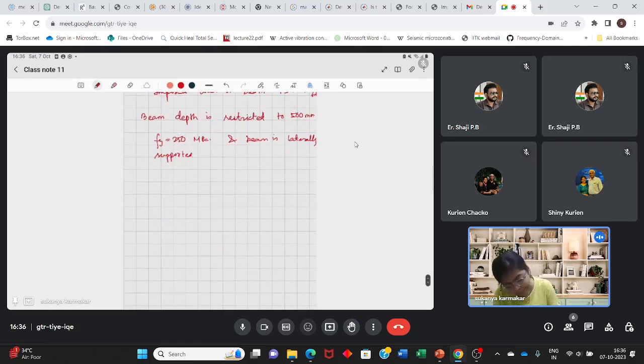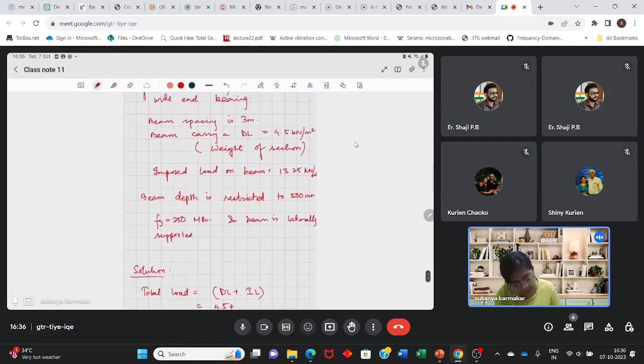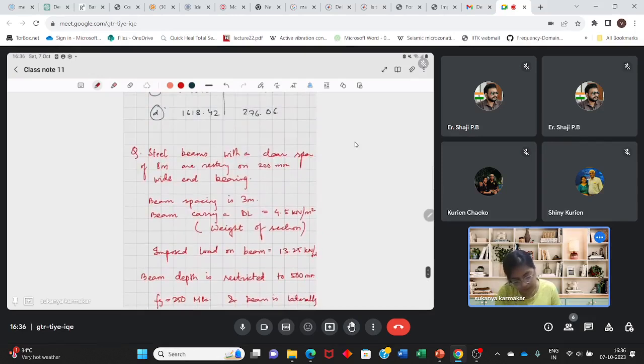So what is the total load? It will be dead load plus the imposed load. What is the dead load? 4.5 kilonewton per meter square. Imposed load is 13.25 kilonewton per meter square. So the total load is 17.75 kilonewton per meter square. Now, here it is written that the beam spacing is 3 meters.